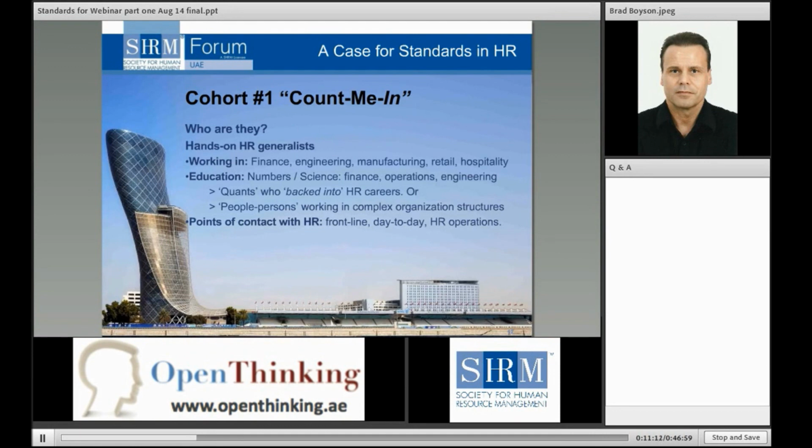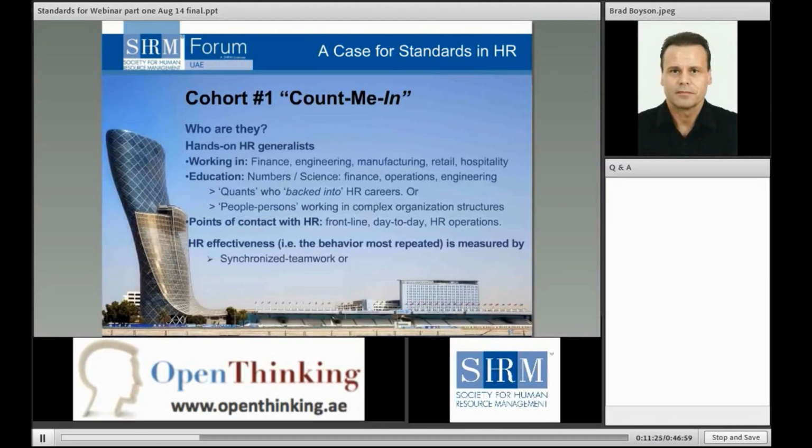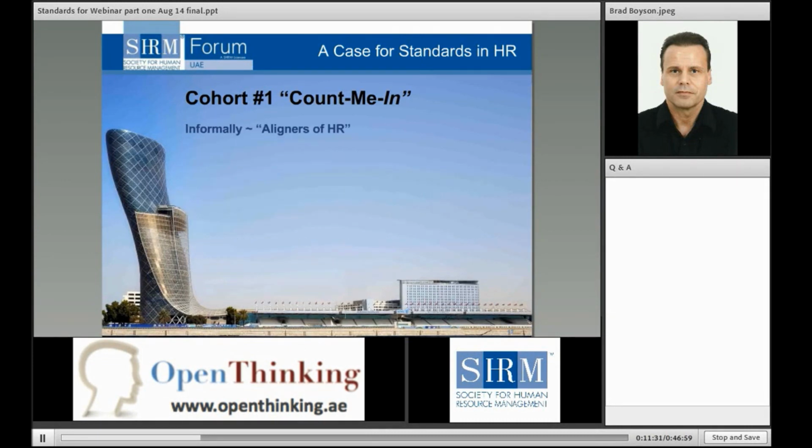Their touch point, their points of contact with human resources, tend to be the front line, the day-to-day operations of human resources. And their HR effectiveness, the behavior that they most repeat, is measured by synchronized teamwork or coordinating and prioritizing significant amounts of information and data. So the count me in cohort, I've informally given this group a name. I call them the aligners of HR. Count me in, aligners of HR.